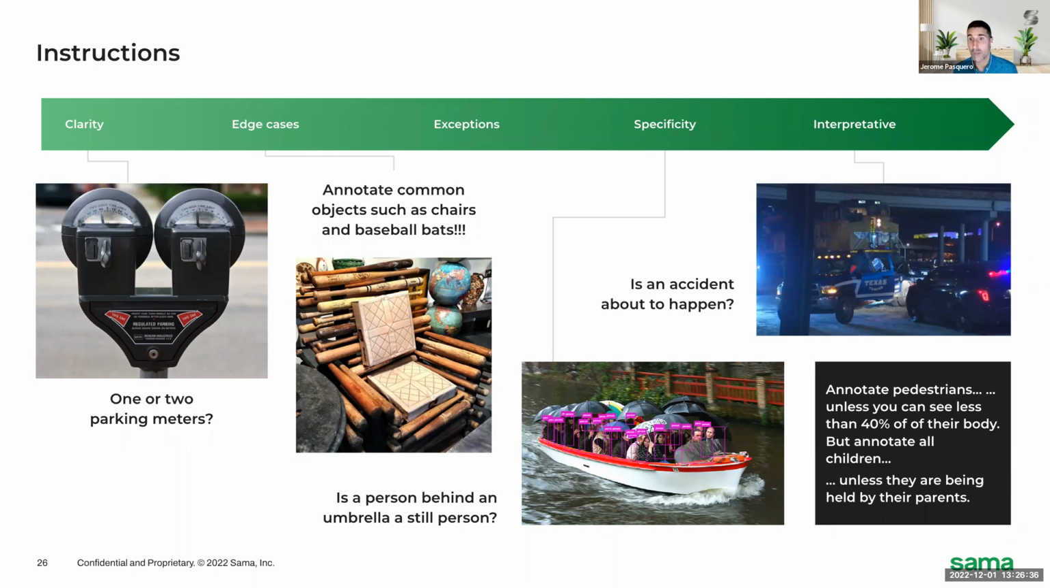There are also cases where the assets, and the tasks I should say, are subject to interpretation. So over here, if I asked you, is this an accident? Is an accident about to happen? This requires human cognition at a much higher level than other tasks.